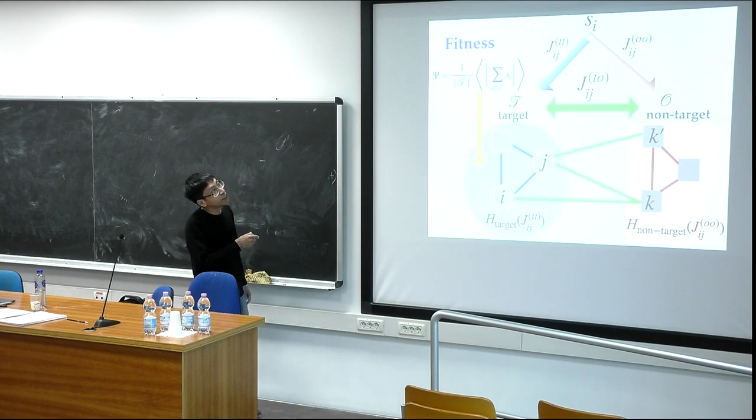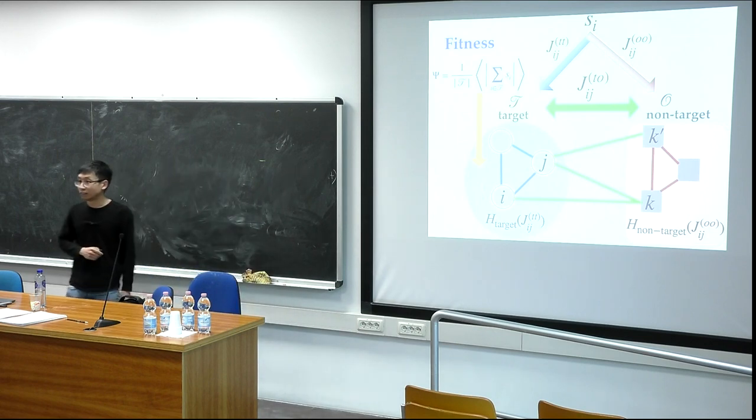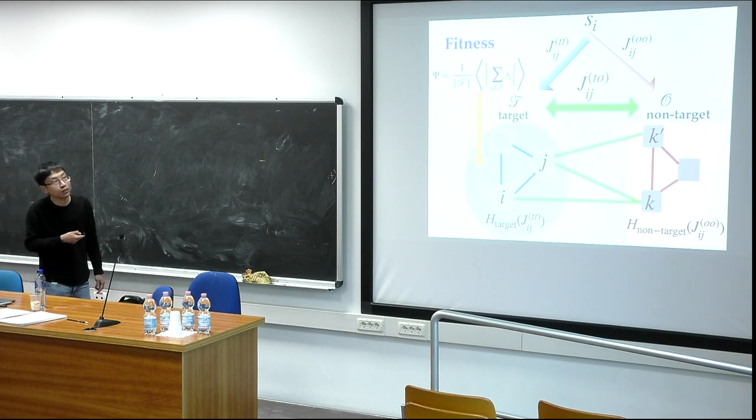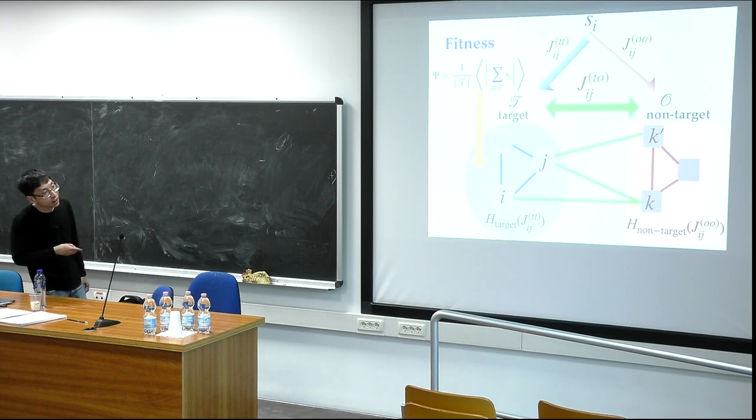And finally, the fitness is just a way to distinguish between the target and non-target spins, because it only acts as a function that is dependent on the configuration of the target spins. So this is the basic structure of the model. I think it's really important to emphasize this point before we move to the analysis and some results of the model. Okay, so now, once you have seen that picture, we can move to the next part.